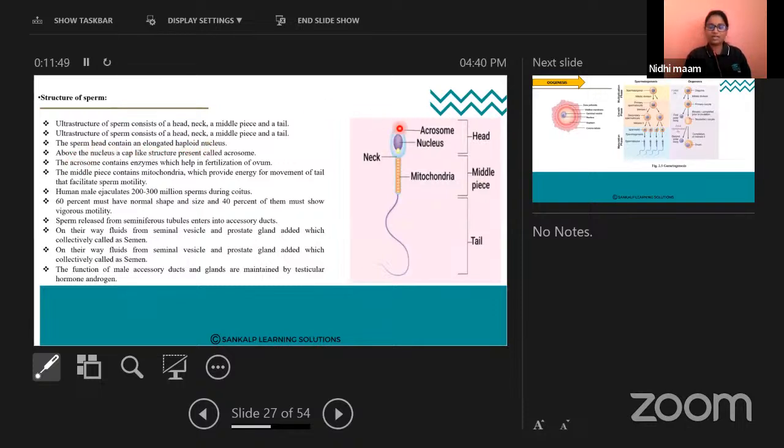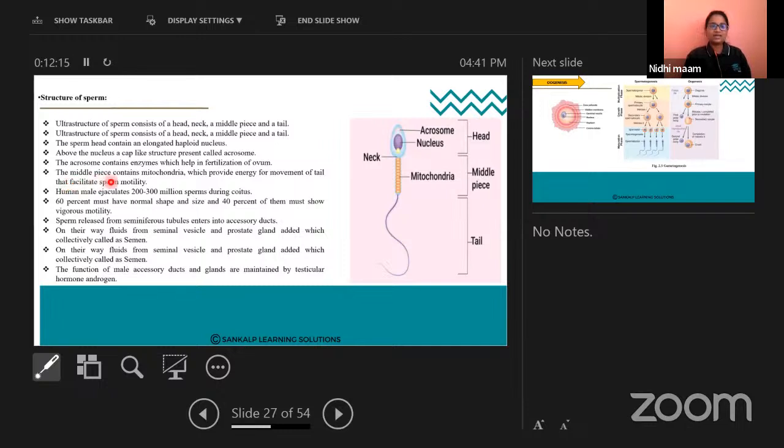When you look at the head, there is a nucleus in the head. Above the nucleus, a cap-like structure is observed, which is called the acrosome. The acrosome has a lot of work to do. The acrosome contains enzymes which help in fertilization of the ovum. Very important CET question: what does the acrosome contain? It contains enzymes which help in fertilization.